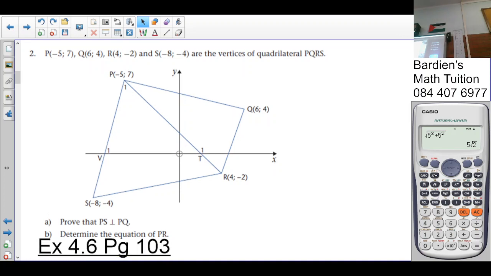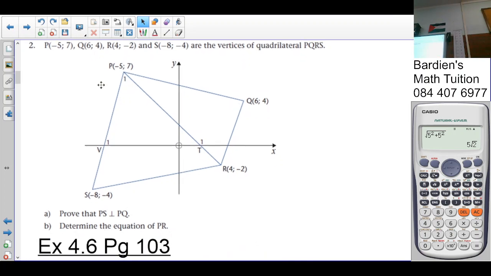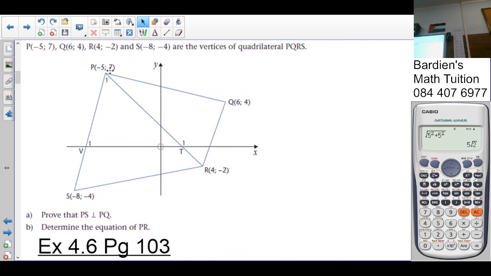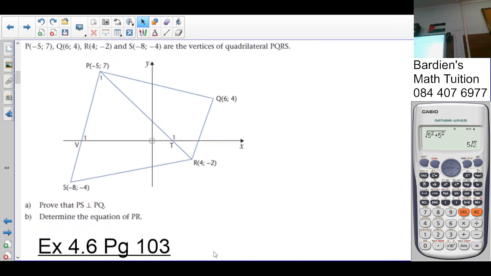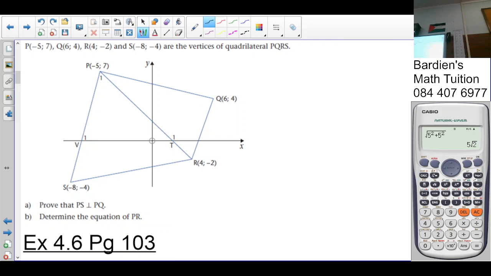Alright, so let's answer these questions quickly. Number 2, we are told that P (-5, 7), Q (6, 4), R (4, -2), S (-8, -4) are vertices of quadrilateral PQRS. The question says, prove that PS is perpendicular to PQ. So what do we need to do here?